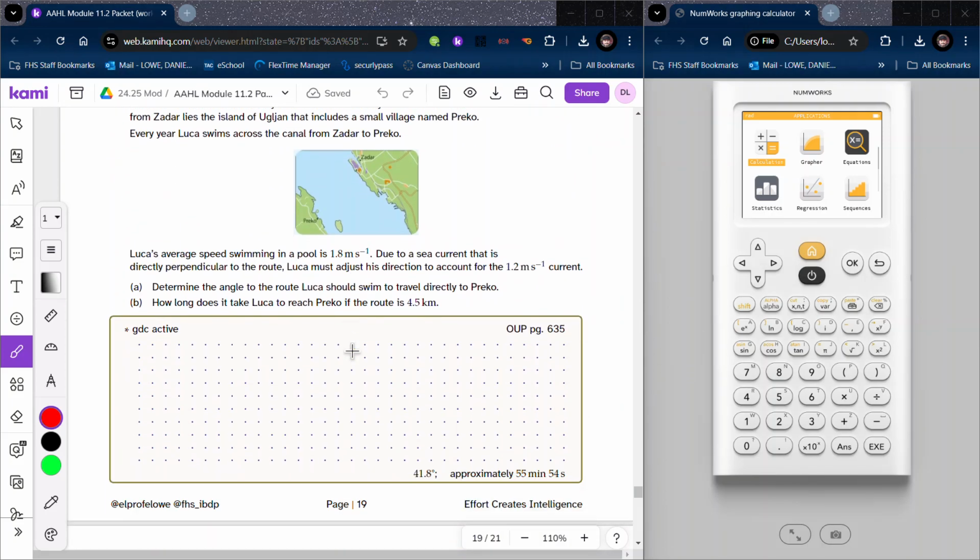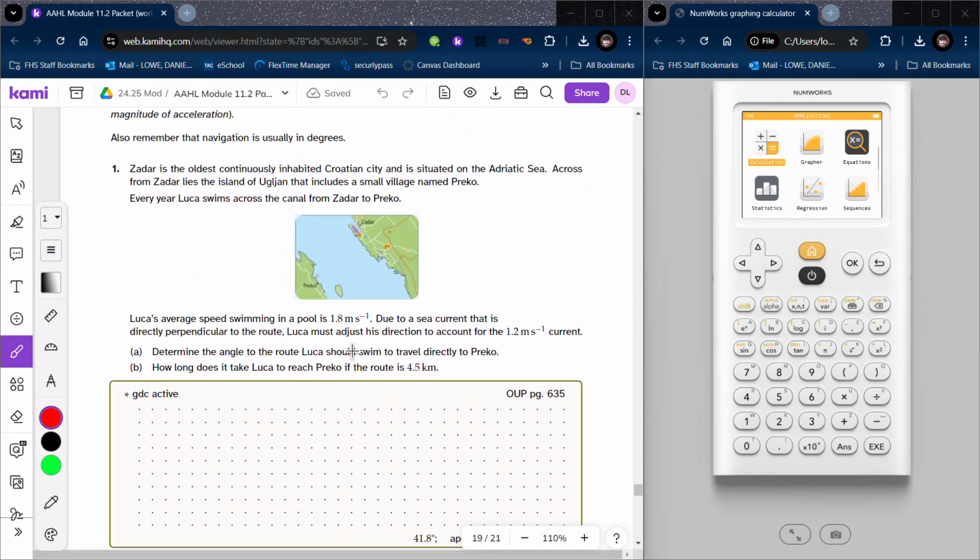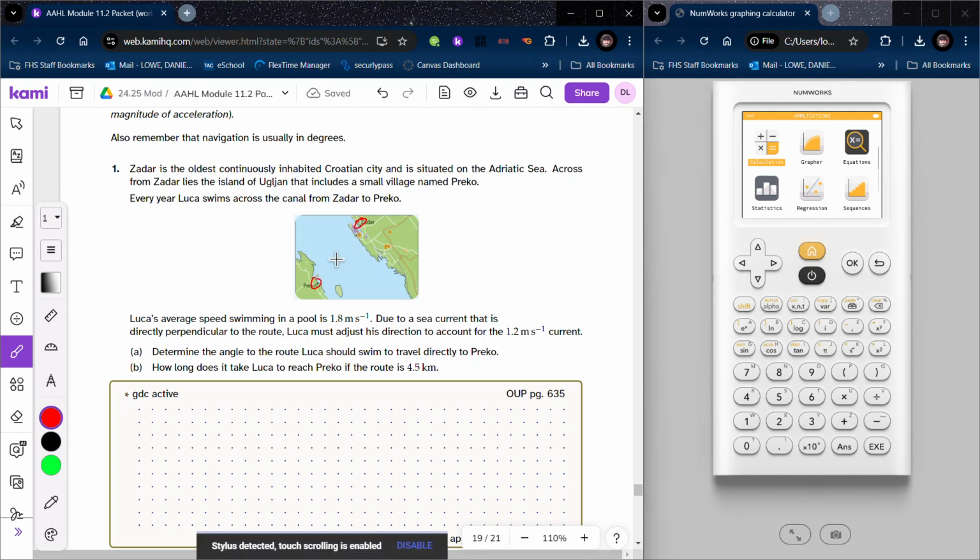Okay, so let's look at this particular problem. Zadar is the oldest continuously inhabited Croatian city and is situated on the Adriatic Sea. Across from Zadar lies the island of Ugljan, and that includes a small village named Preko. Let's say that we have this young lad named Luca, and every year Luca swims across the canal from Zadar to Preko.